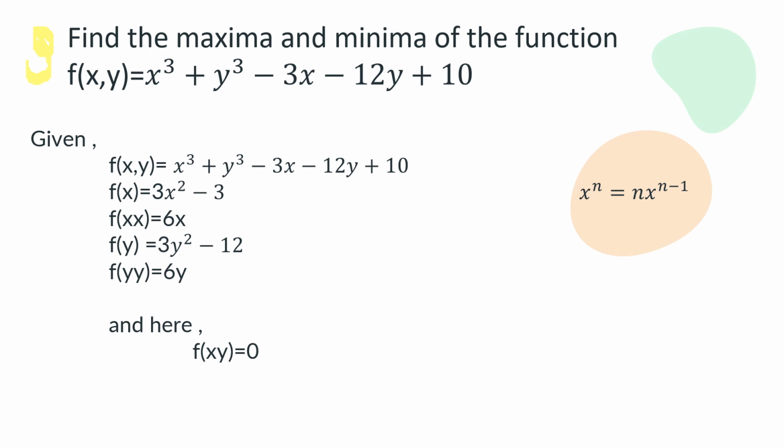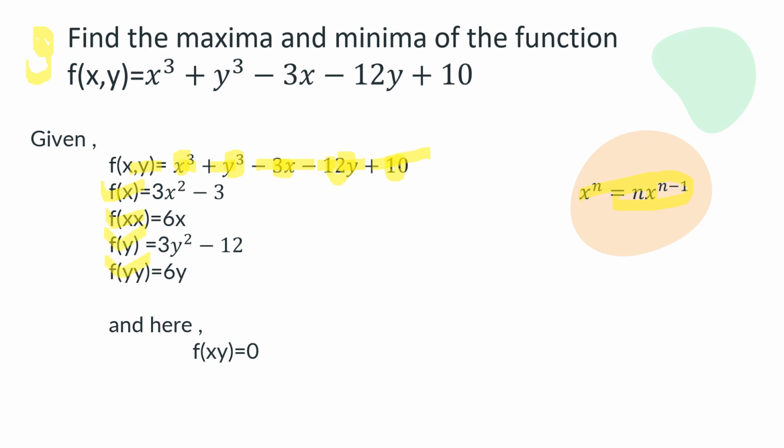So it is already written here that f of x, y is equal to x cube plus y cube minus 3x minus 12y plus 10. Okay. When we do partial differentiation and find f of x, the minus 12y becomes 0, the plus y cube becomes 0, and the constant also becomes 0. When we partially differentiate it, x cube becomes 3x square and 3x becomes minus 3 by using this formula. Similarly we also get the values of f of xx, f of y and f of yy.